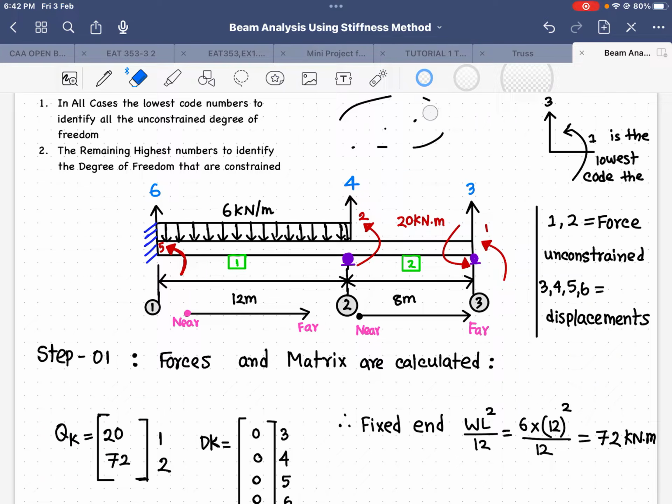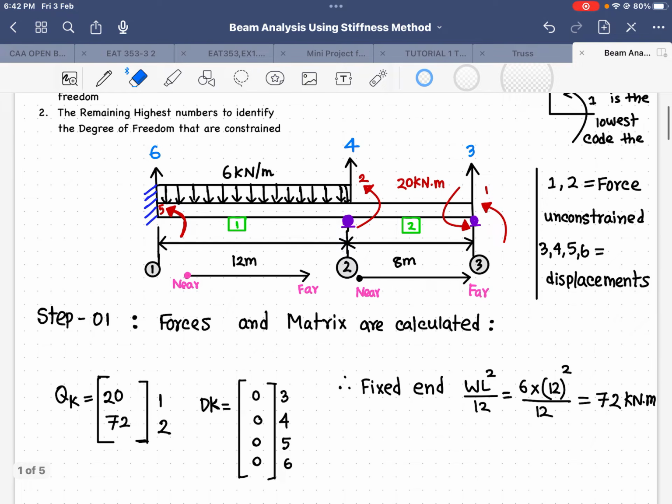Now I will move to calculate the QK. So this is the QK. For the first one, you can see it will be 20 kilonewton meter. 20 kilonewton meter is a sort of moment.